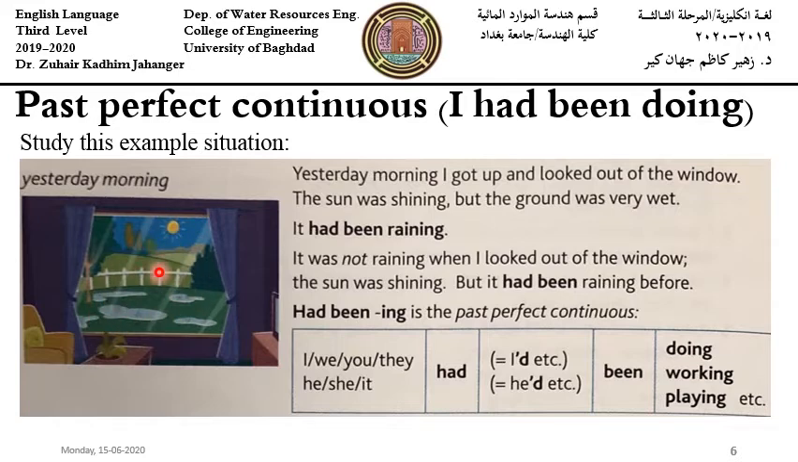The sun was shining, but there is wet grass, so it had been raining before. There is no rain in the view, but there are some muddy puddles in the grass. So "had been -ing" is the past perfect continuous. And the structure is I, we, you, they, he, she, it, had been, doing, working, playing, etc.